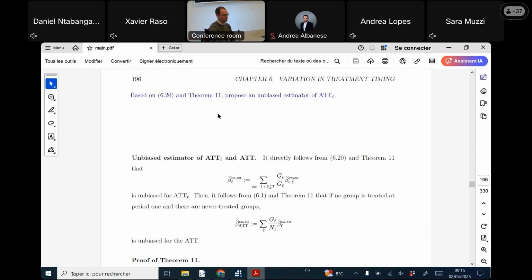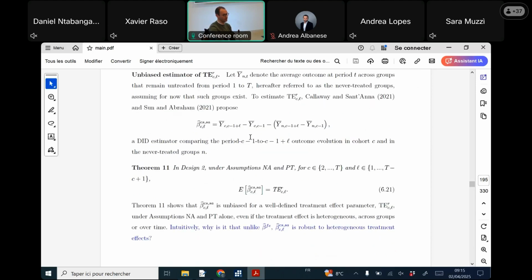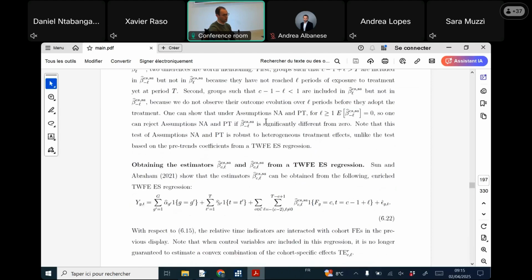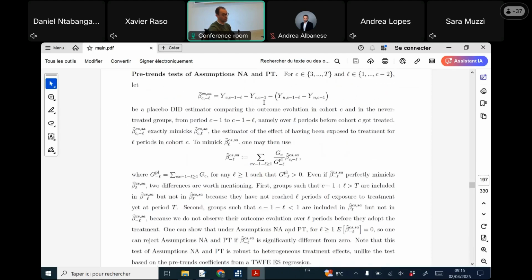So this one here is comparing the C-1 to C-1 plus L outcome evolution of cohort C and of the never treated cohort. Well, we're going to do the same thing, but we're going to compare the outcome evolutions of the same two cohorts, but before treatment, from C-1 to C-1 minus L. So it's a bit weird. In a normal Diff-in-diff, we go from the past into the future. Here we go from the future into the past, but the idea is exactly the same. We're comparing the outcome evolutions of the same two cohorts over the same length of time.